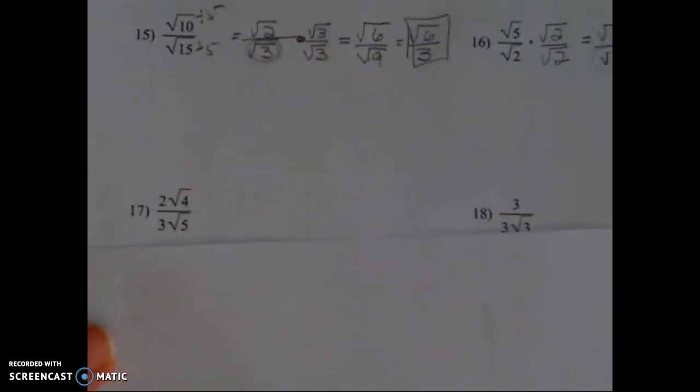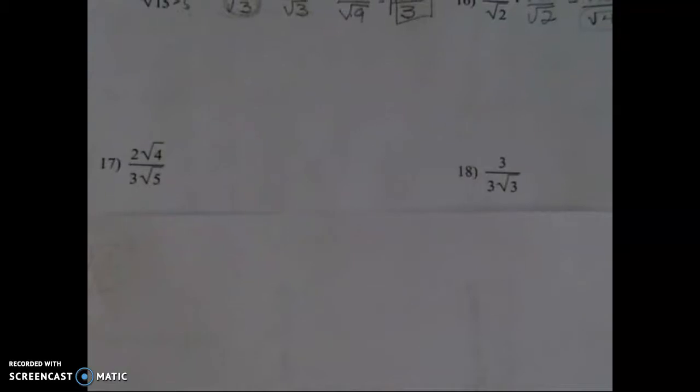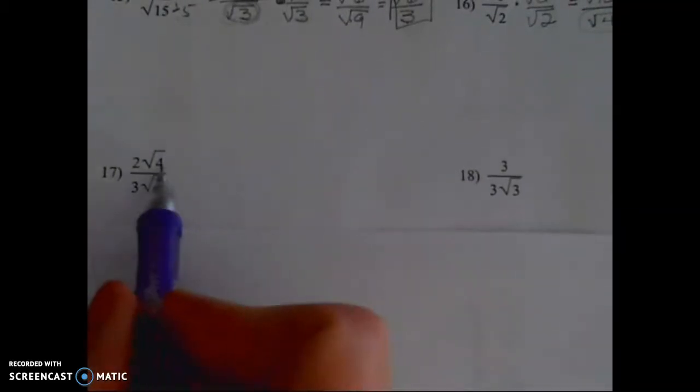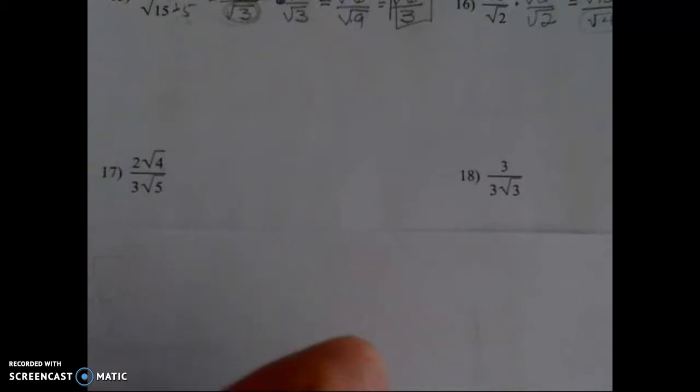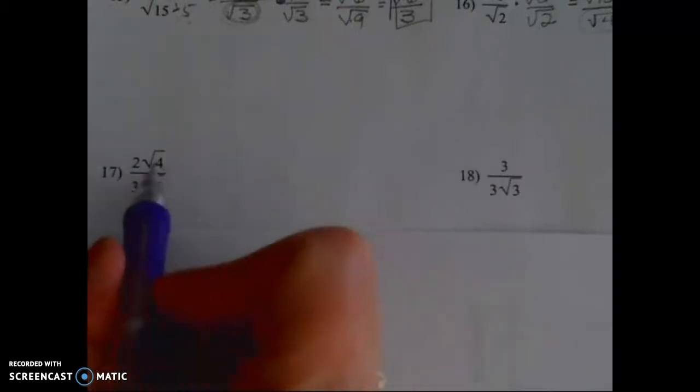There's a couple more here. Let's look at this number 17. Scroll down. Step 1. Simplify any perfect squares. I see that 4, do you? That's a perfect square. The square root of 4 is 2, and you multiply it by the number in the front. 2 times 2 is 4.